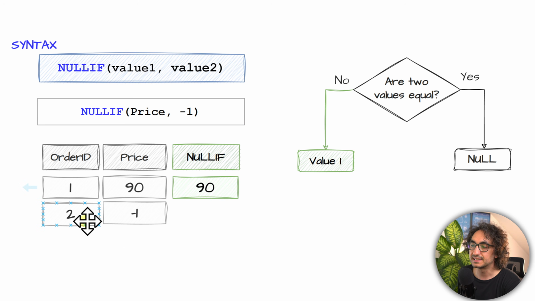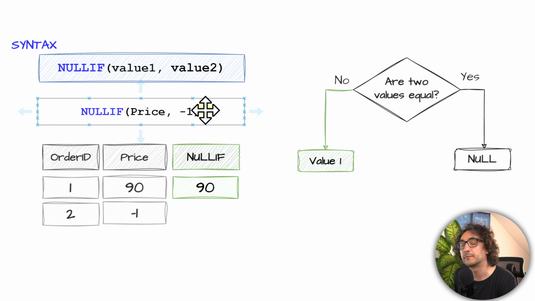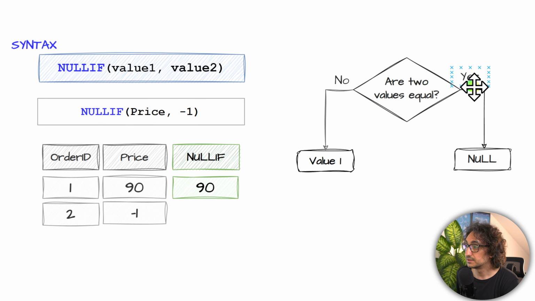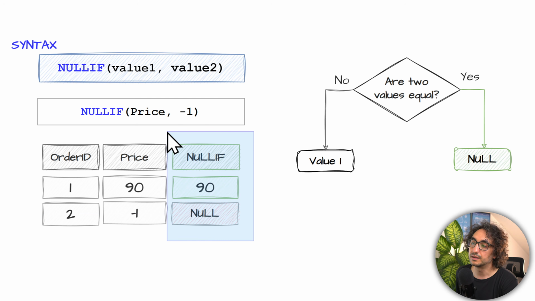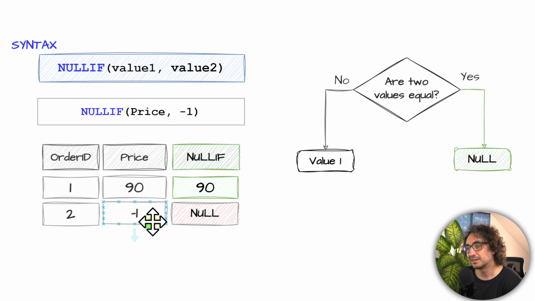Now let's move to the second order. Here we have a -1. So SQL checks, is the -1 here equal to the -1 that we have in the NULLIF? Well, yes. So that means SQL is going to execute this path where we are going to get the null value in the output. So now if you compare the result from NULLIF and the price, you can see we don't have the -1 anymore. And as you can see now, we are doing exactly the opposite of COALESCE and ISNULL. We are replacing a real value with a null.